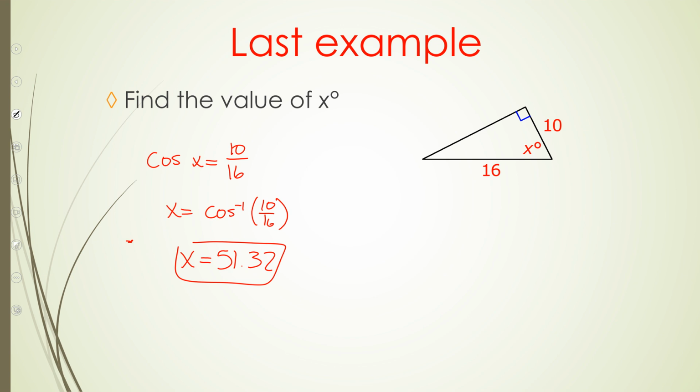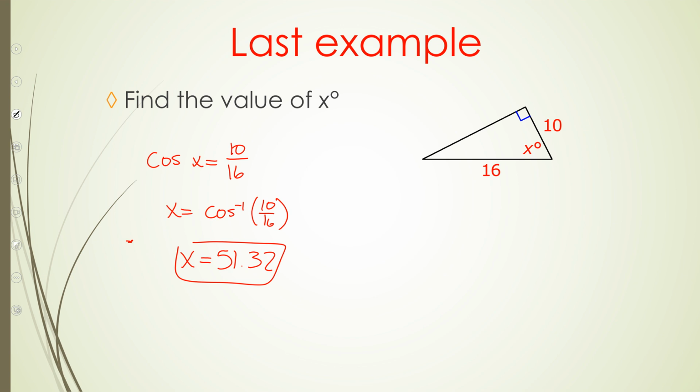Now, how else could you solve the problem? Well, you could use Pythagorean theorem to find the missing side and then use sine. You could have found the other side using Pythagorean theorem and then used tangent. Well, why would you do that? I mean, you can. You'll get the same answer. It's just a lot more work. Work with the information that you have.